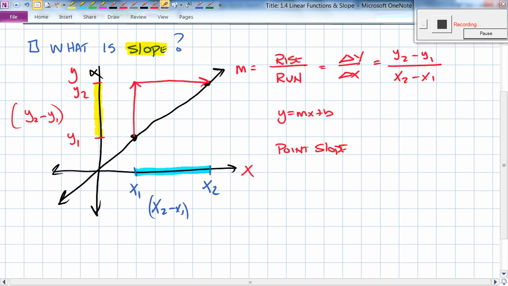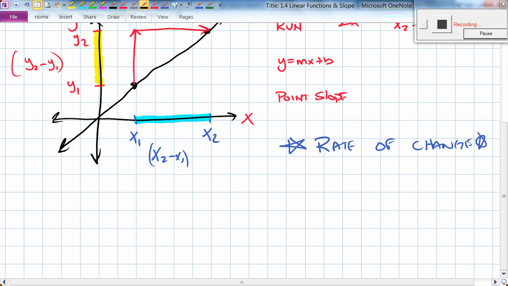I would like you to consider slope as a rate of change. It is a constant rate of change because it never changes, right? The slope of a line is always the same. That's the beauty of a line. And that's what makes them so easy and fun to work with. Okay, so let's have an interactive example here.